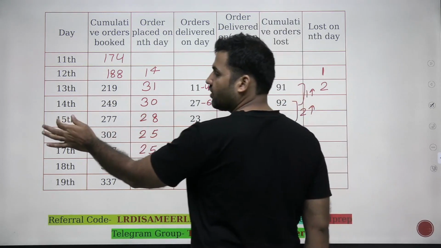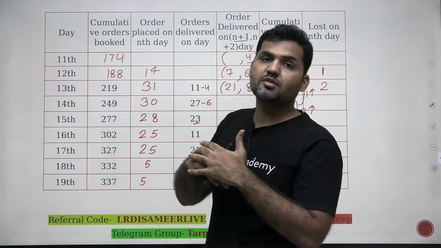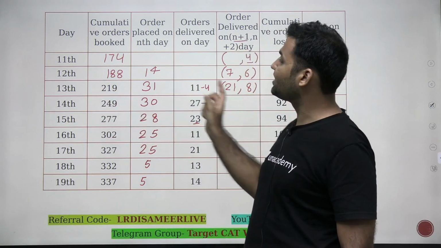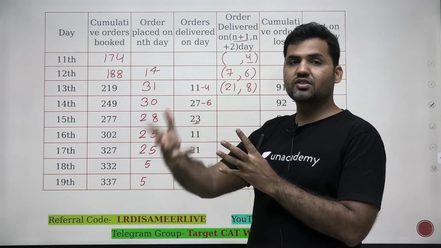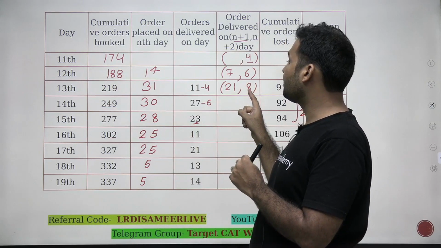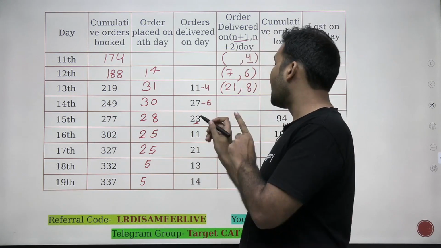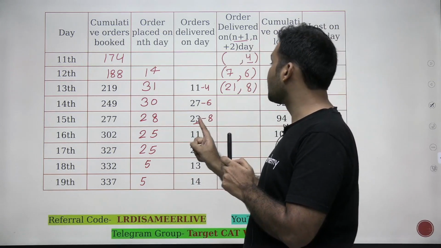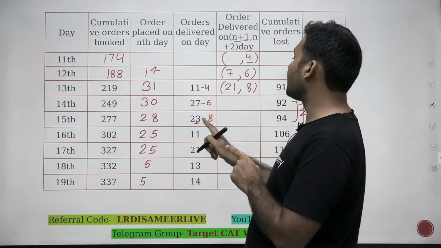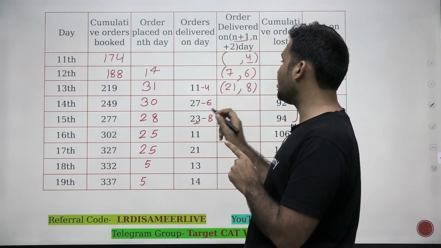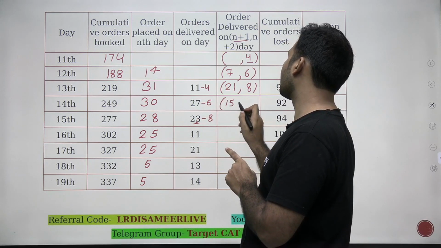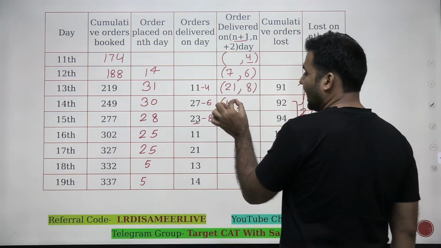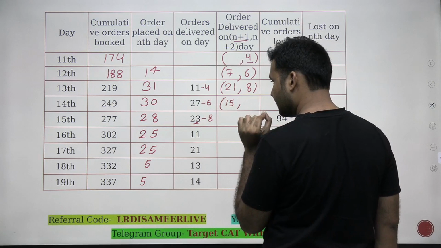Now, the orders which are delivered on 15th, some of the orders must be placed on 13th, some of the orders must be placed on 14th. I know that there are 8 such orders which are placed on 13th and taking 2 days delivery time. That means these 8 orders must be delivered on 15th. So can I say out of 23, 8 orders are from 13th. So the rest of the orders, 23 minus 8, that means 15, must be of 14th, right? Now 30 orders are placed, 15 have been delivered on 15th, right?